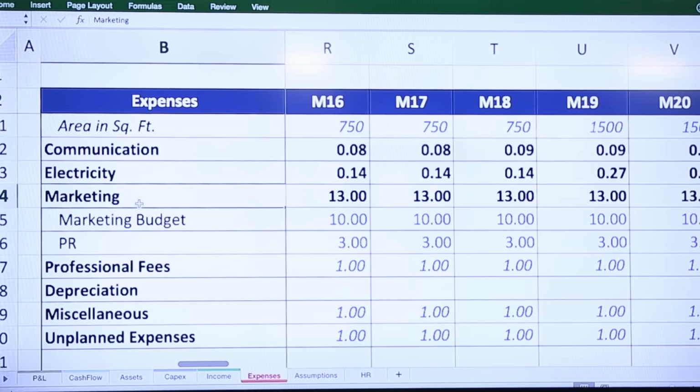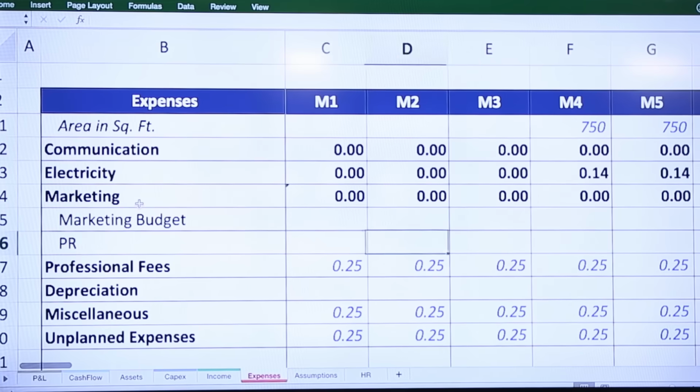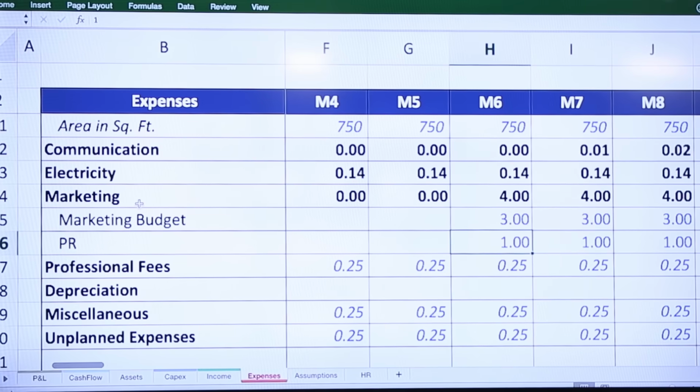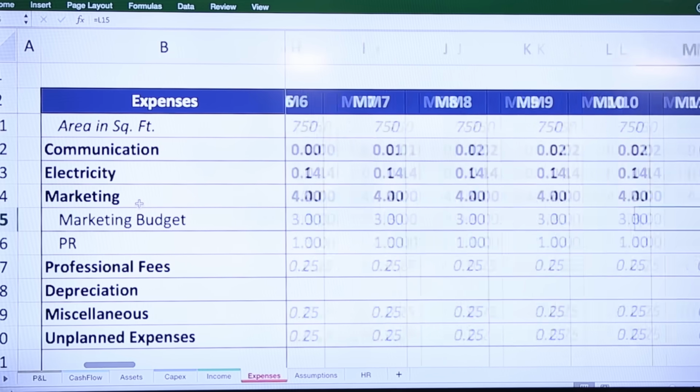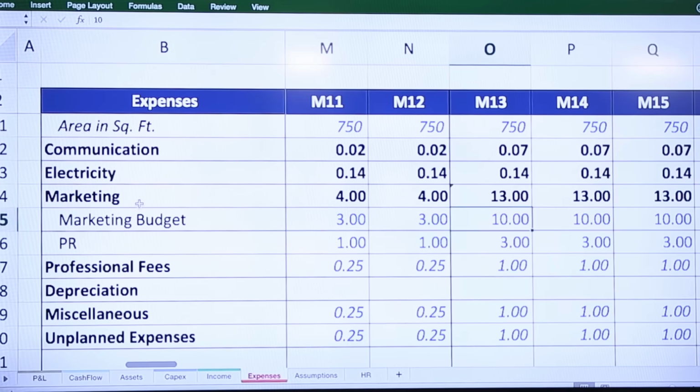Then marketing. Now today I cannot decide for the next 5 years each and every marketing, completely how much I am going to spend where. But I can budget, right? So I have done a budget that from 6 months my PR spend would be 1 lakh rupees per month and my marketing budget is going to be 3 lakh rupees per month. Okay. Then it goes to 10 lakh rupees per month marketing and 3 lakh rupees per month PR, which comes to 13 lakh rupees per month.